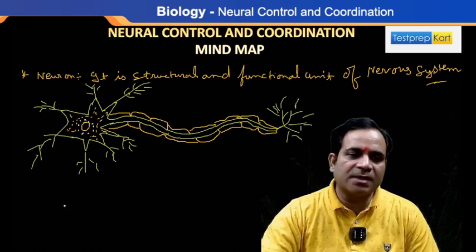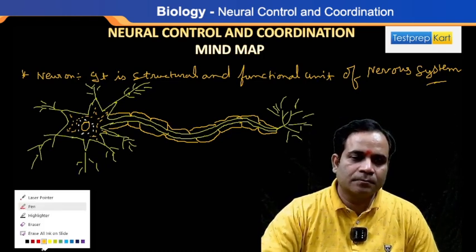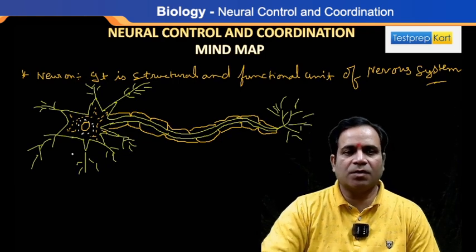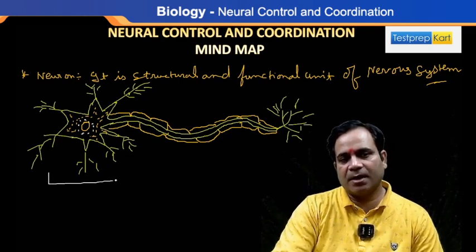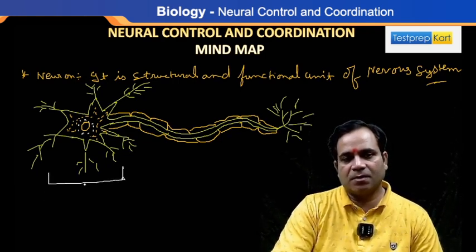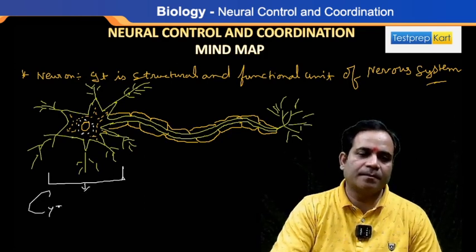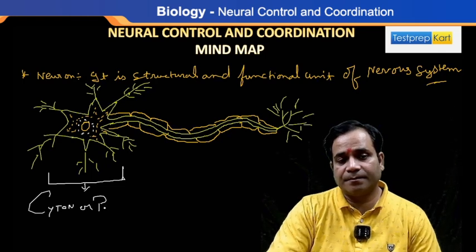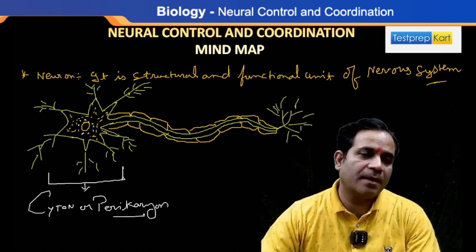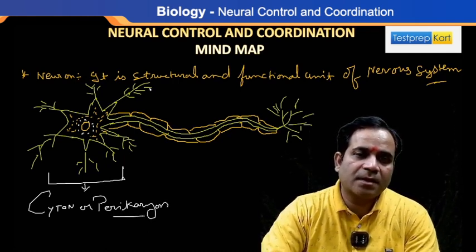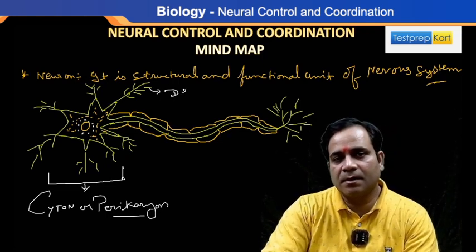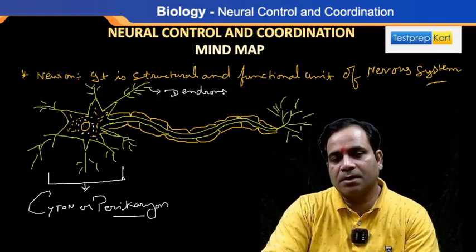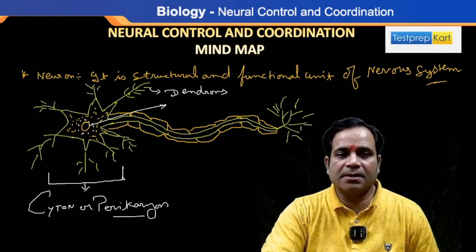Okay, so see, here it is classified into two. This one is known as the cyton, or you say perikaryon. Okay, so this one is the dendrons, and this one is the nucleus.